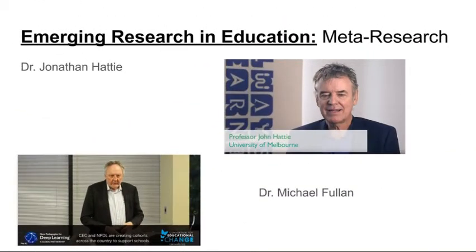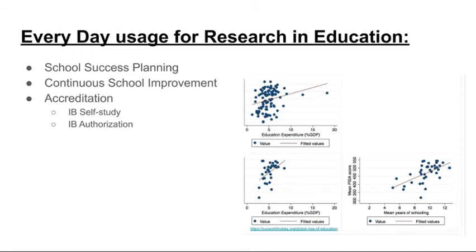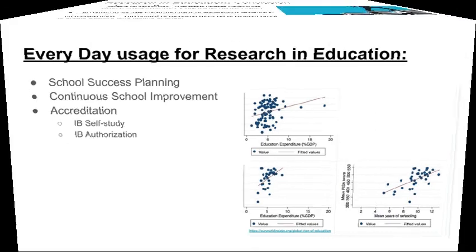Meta-research, which is the study of research results, is another trend that is occurring in educational research. Professor John Hattie and Dr. Michael Pollan are two leading meta-researchers who are very much driving the change and system changes in education at a global level. On a more local scale, teachers and administration see this every day in terms of school success planning, continuous school improvement, and for studies such as a self-study for accreditation. We use this data to direct our practices and to direct our school growth goals.